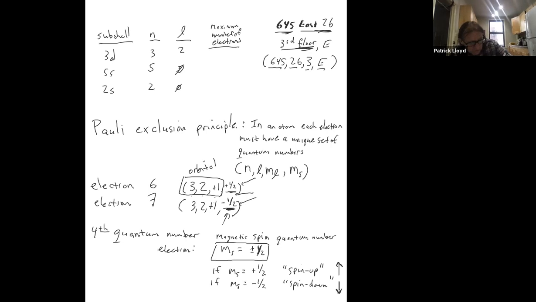You could have in one orbital 3, 2, plus 1, plus a half. And you could have 3, 2, plus 1, minus a half. The first 3 digits tell you the orbital, so they all are the same orbital. Different values of m sub s, different electrons. If m sub s were the same, they'd be the same electron, right? In any case, there are 2 possibilities. So that means each orbital can have a maximum of 2 electrons.